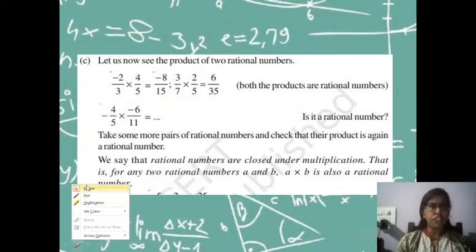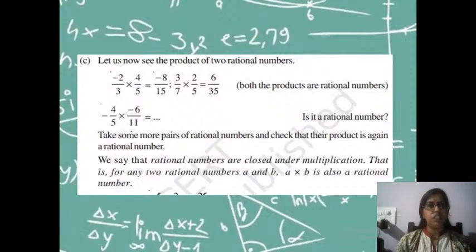So with the multiplication sign, let us see what will happen. Whether the rational numbers are closed or not. So minus 2 by 3 into 4 by 5. That is, you will be getting 3 5s are 15, minus 8. And here also 3 2s are 6 and 7 5s are 35. So both are rational numbers.